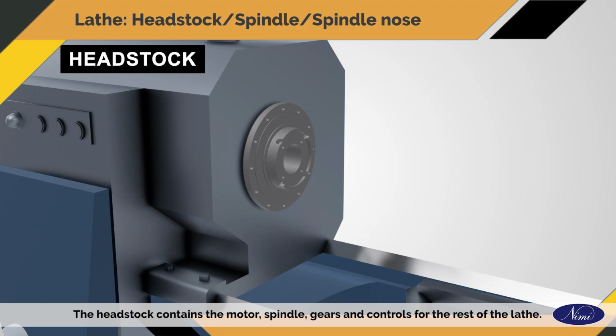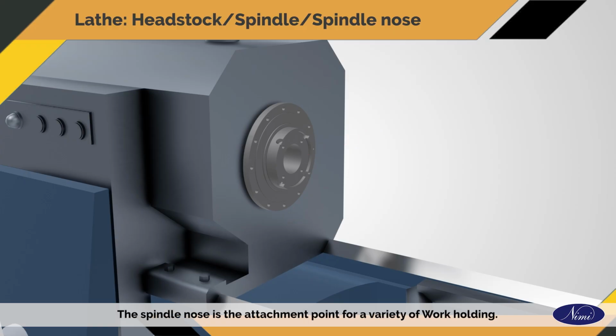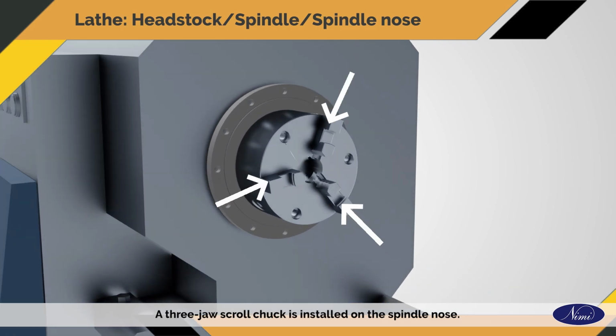Headstock. The headstock contains the motor, spindle, gears and controls for the rest of the lathe. Spindle and spindle nose. The spindle is the primary rotating element of the lathe. The spindle nose is the attachment point for a variety of work holding. There are a variety of spindle standards and sizes. Chuck. Chucks are a convenient way to hold workpieces on the lathe. A 3-jaw scroll chuck is installed on the spindle nose.